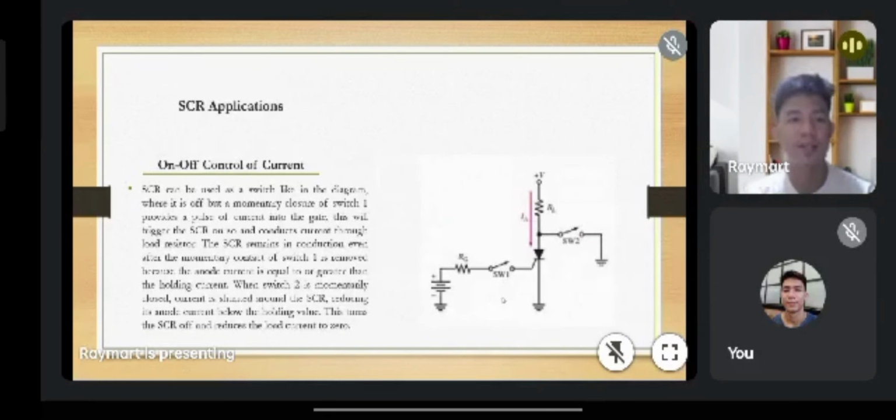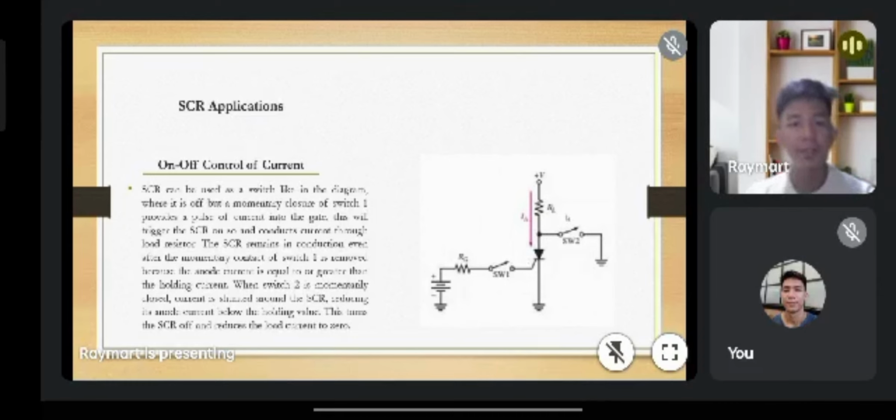So next, the on-off control of the current. The SCR can be used as a switch like in the diagram, where it is off, but momentary closure of switch 1 provides a pulse of current into the gate. This will trigger the silicon controlled rectifier on, and it conducts current through the load resistor.